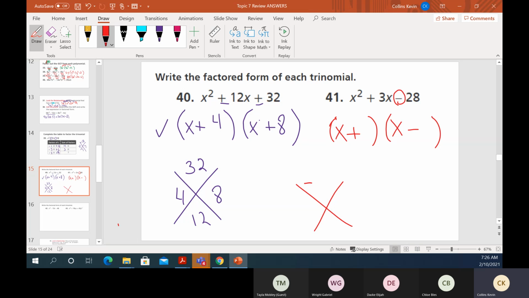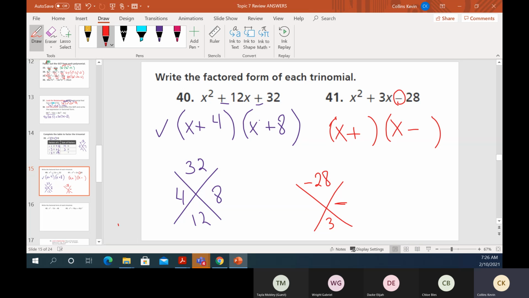So we need them to multiply together to give us minus 28, add together to give us plus 3. So we know that one of them's got to be negative, right? And since the overall addition gives us a positive number, that means the bigger of the two factors has to be negative.